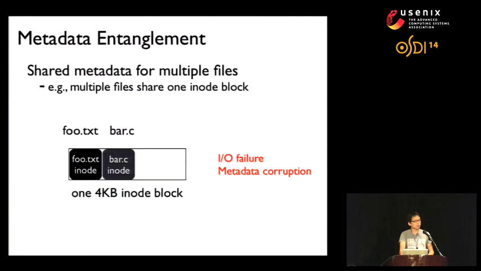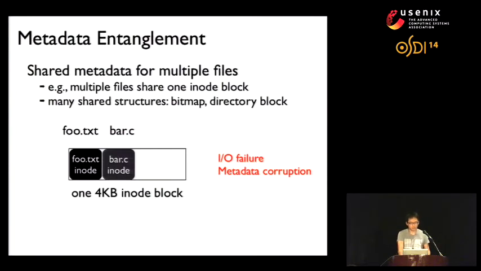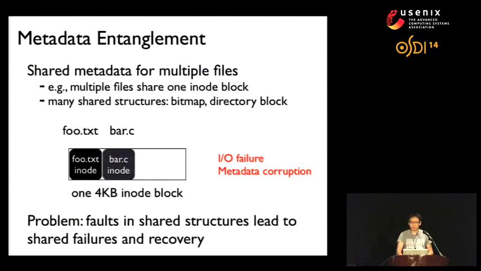If you have any single bit of metadata corruption in the same block, the whole file system may be required to check for consistency. There are many other structures that are entangled in the file system, like bitmaps and directory blocks. So the problem is that a fault in this style of shared structure can lead to shared failures and shared recovery for all the files in the file system.